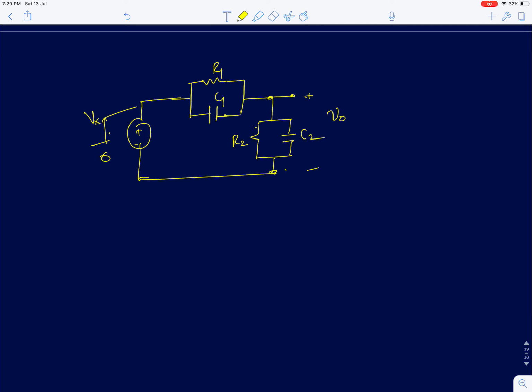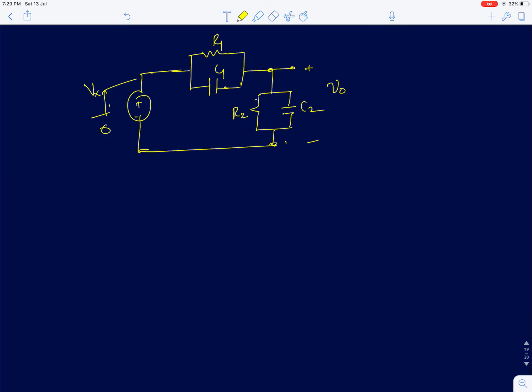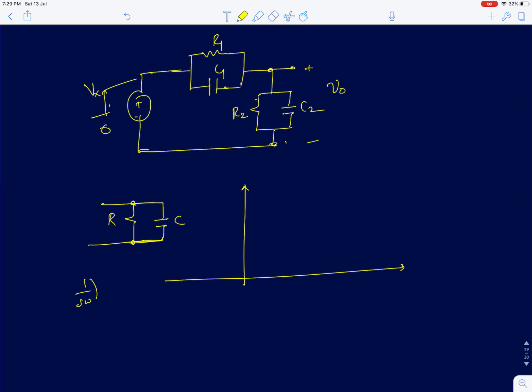Now before we solve this problem, I'll just very quickly discuss that if I have a resistor and a capacitor in parallel, R and C in parallel, we know that at low frequencies, let's try plotting the impedance of the capacitor. 1 by sC is the capacitor impedance. If I substitute j omega, I will get 1 by j omega C.